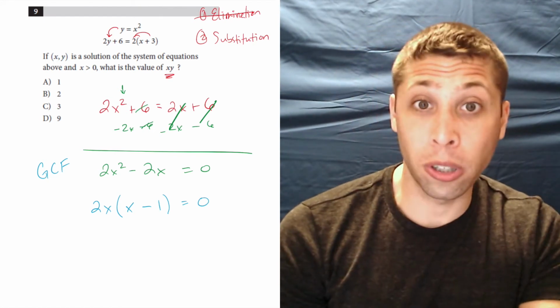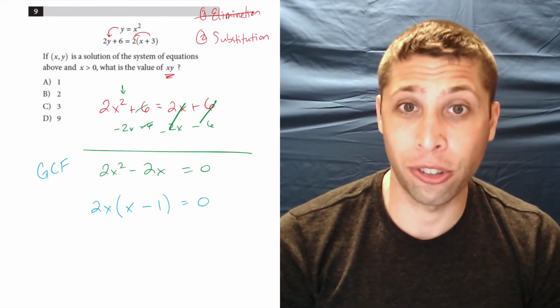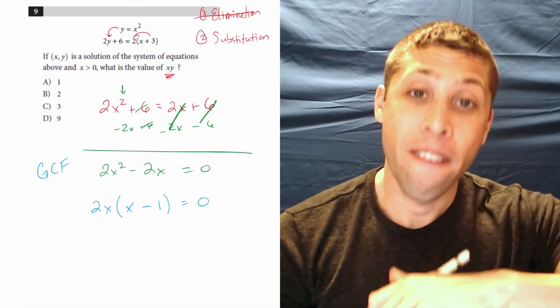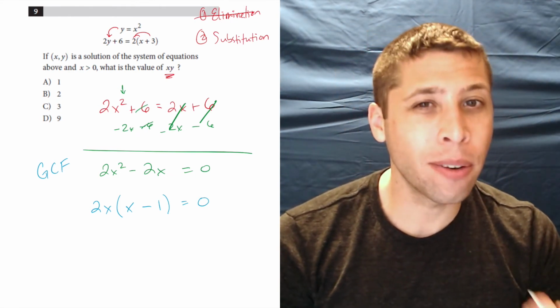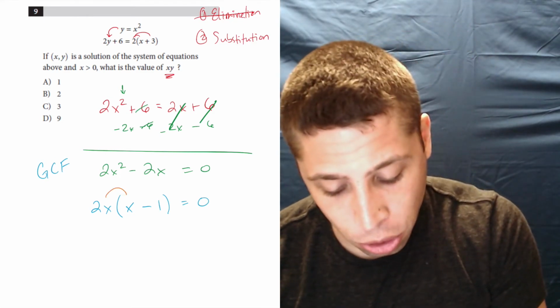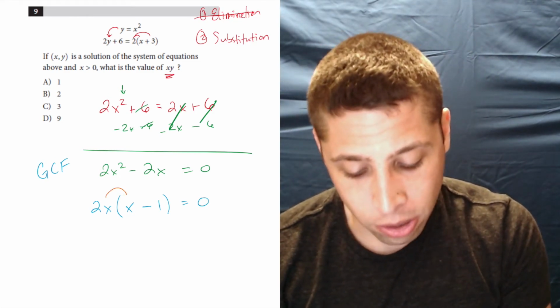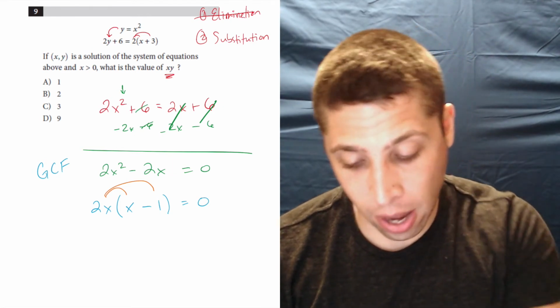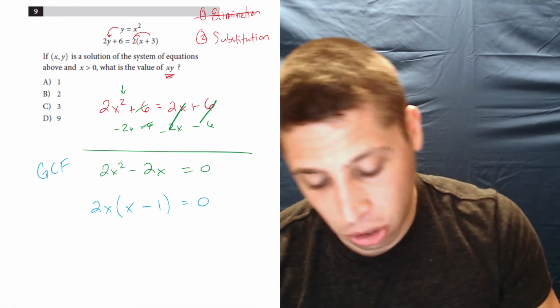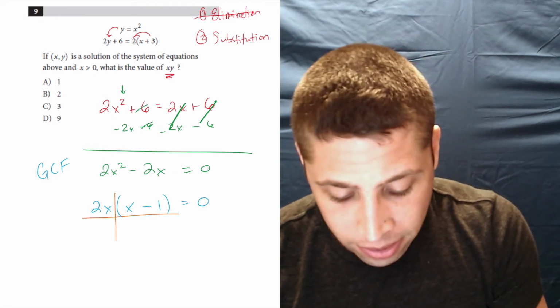If you're unsure, one good thing we can do if we're not confident with our GCF factoring is we can always distribute back in and think about it and say, do I get the same thing I just started with, right? So 2x times x, that's 2x squared. 2x times negative 1 would be minus 2x. So that works, and that gets us back to where we started. But instead, let's solve, right?